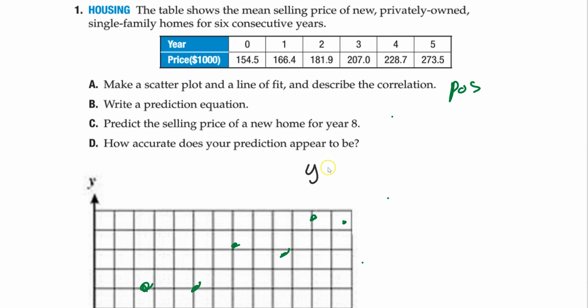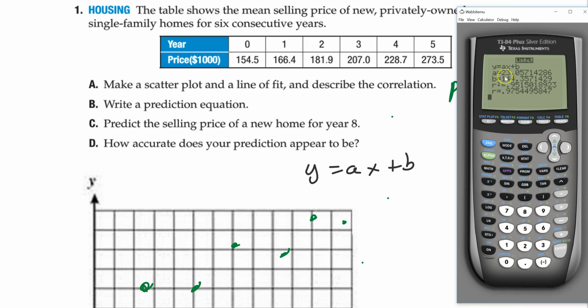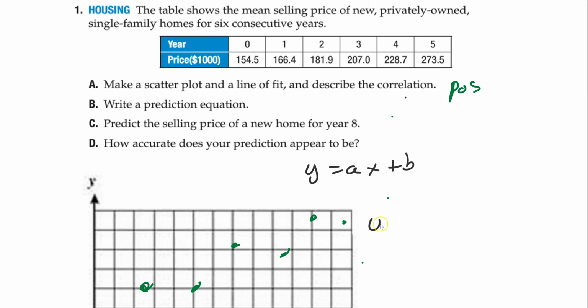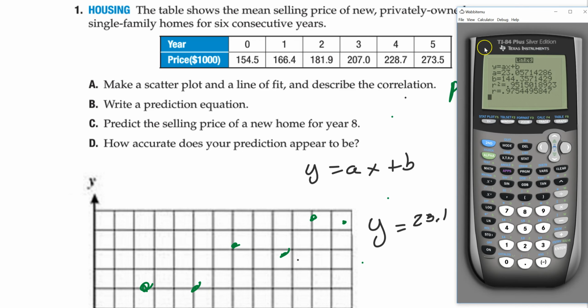So that's a linear equation. And it tells you what the values are. A is 23, let's just round it, 23.1, and B is 144. So in this case, it goes 23.1x plus, I think it was 144 for my B. Right, so that's my prediction equation.